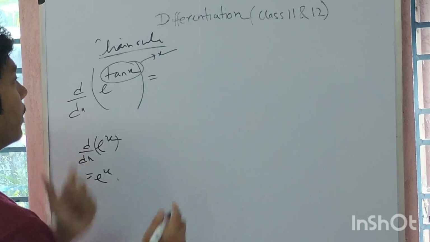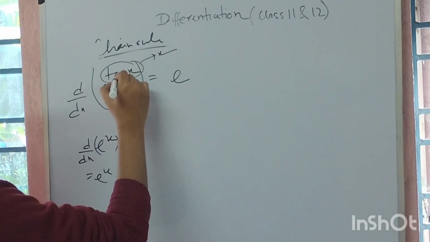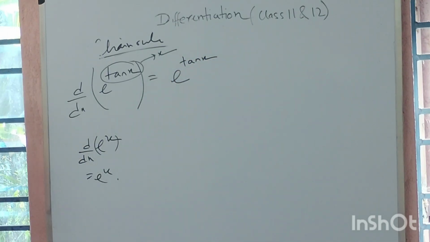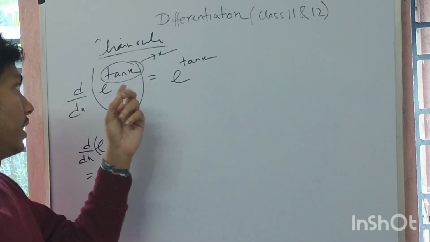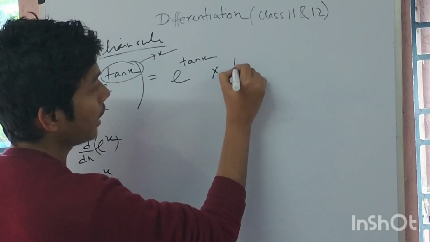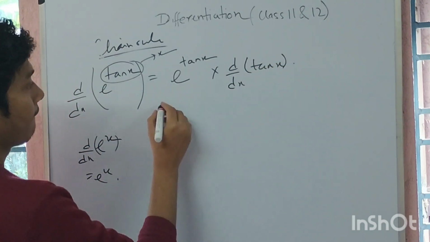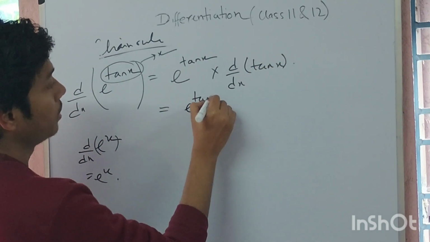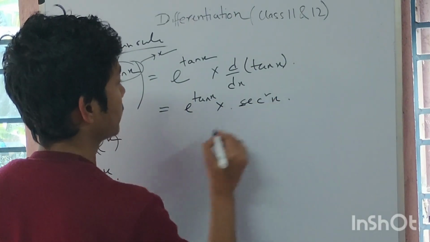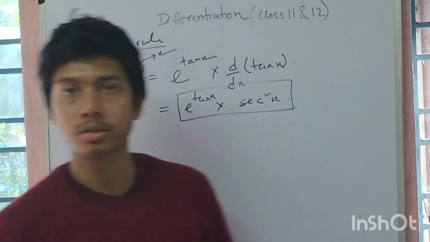So its derivative will also be e to the power x. But now my x is 10x. I have assumed x as 10x. So it will be e to the power 10x. Now, what I have assumed as x is 10x. Then I have to multiply the derivative of 10x. So I have to multiply d by dx of 10x. So it will be e to the power 10x into d by dx of 10x. So I think you all have clearly understood.